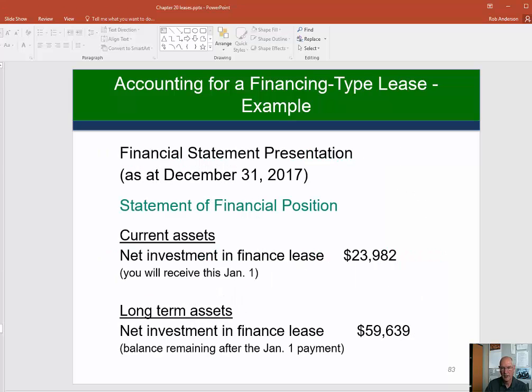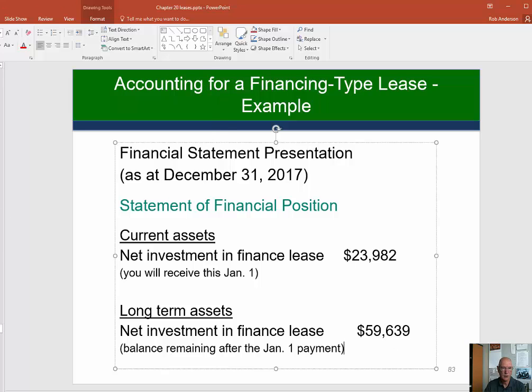So what does this look like on your statement of financial position? Well, the current asset from the net investment in the lease, remember this is the December 31 statement, on January 1 you're going to get your $23,982. So your current asset is $23,982, and the long-term asset is the balance of that net investment in lease. So this is essentially the rest of what you're going to get. Okay, so that's all there is to it, really, for the lessor accounting for a financing type lease.